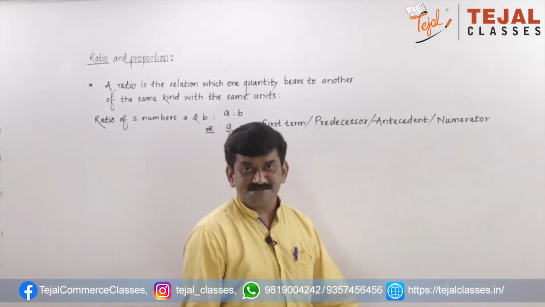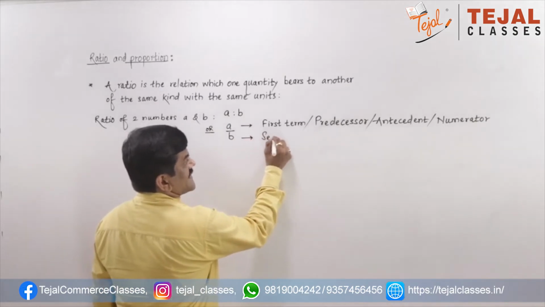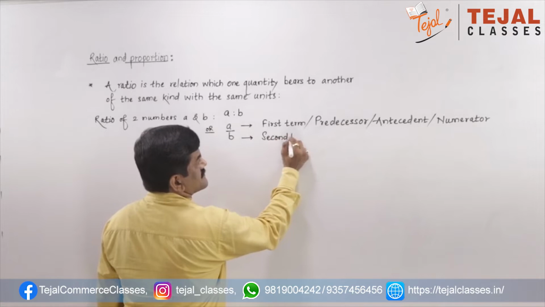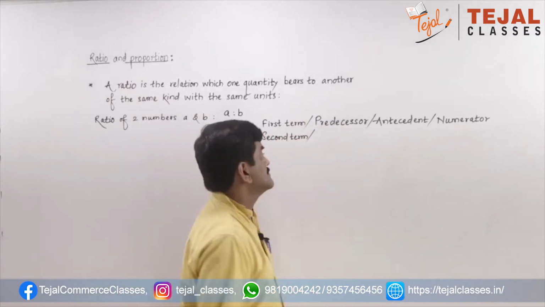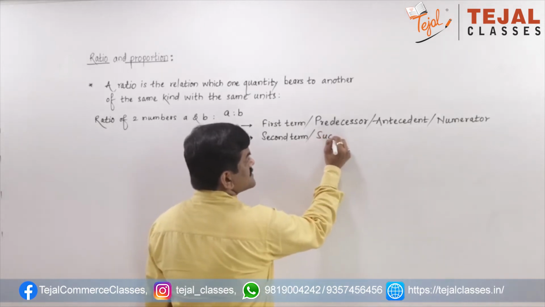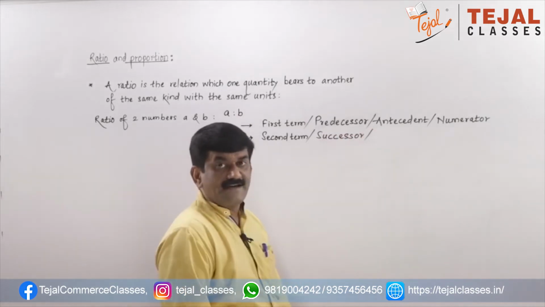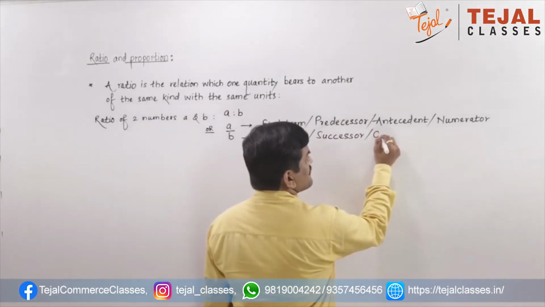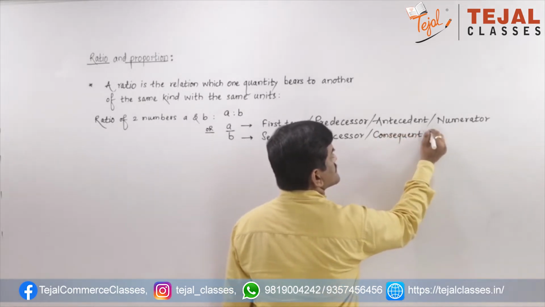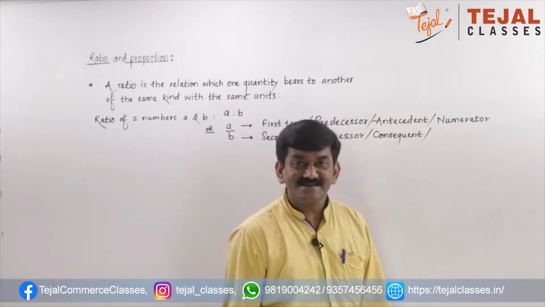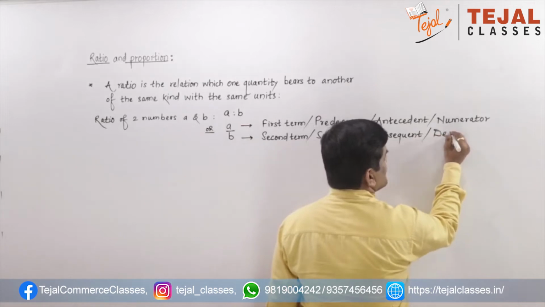Now let's watch B. B is known as the second term. What about the next word, which is successor? Again, consequent. This is also called consequent. And finally, it is also known as denominator.